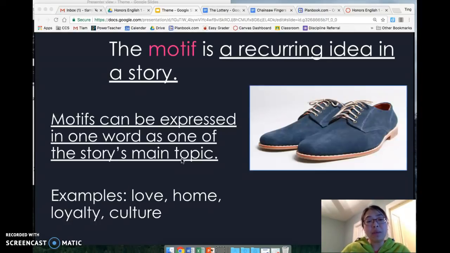So here are some examples. Love is a motif. That seems to be the motif for a lot of romances. Home, we see that a lot. Family, maybe traditions, loyalty, culture. When we think back to Thank You, Ma'am, and we're thinking about the shoes that come up a lot, we might be thinking about greed or maybe survival or maybe desire, something like that.